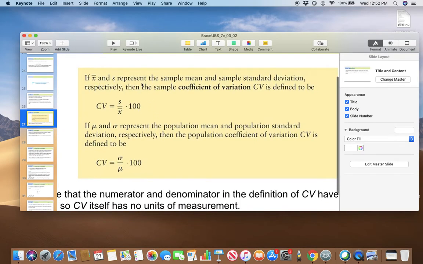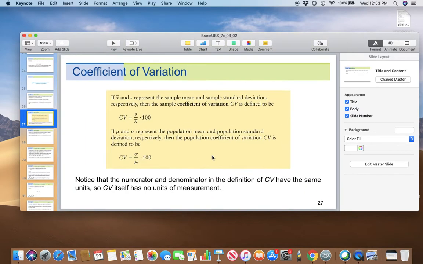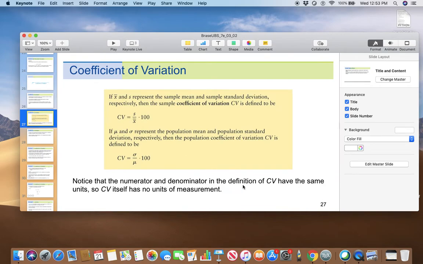Now instead of a sample, suppose you are looking at a population, then mu and sigma represent the population mean and population standard deviation. Then the population coefficient of variation, CV, is standard deviation over the mean times 100. Notice that the numerator and denominator in the definition of coefficient of variation have the same units. So CV has no units of measurement. It's simply a percent. Okay.